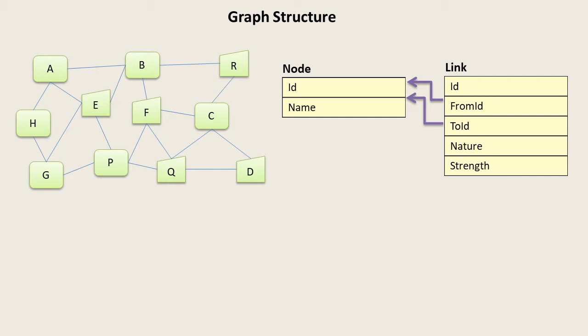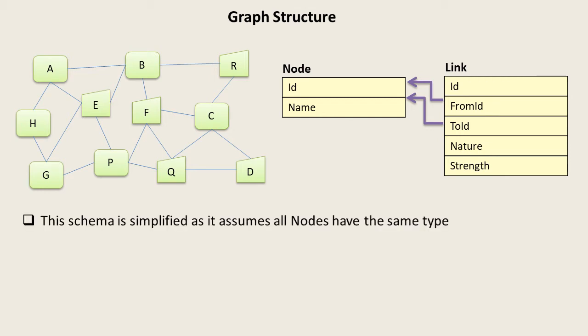So this essentially is an implementation of a graph structure, and I would say it's one of the possible implementations. There are actually so many possible implementations that could be suggested, but this is one of the simplest ones. And obviously this schema which I am currently showing is a little bit oversimplified because it assumes that all nodes are of the same nature.